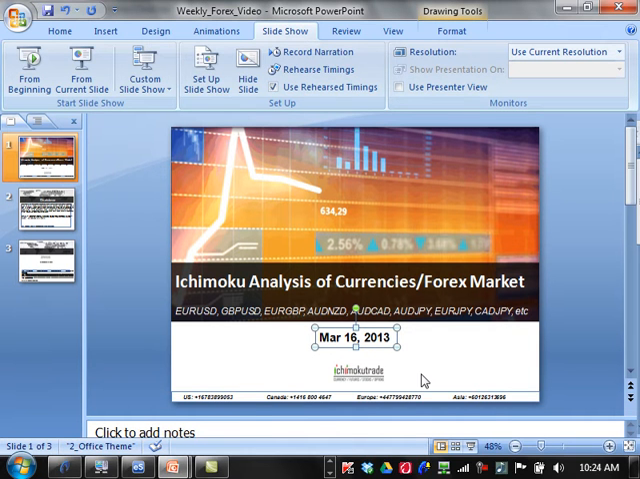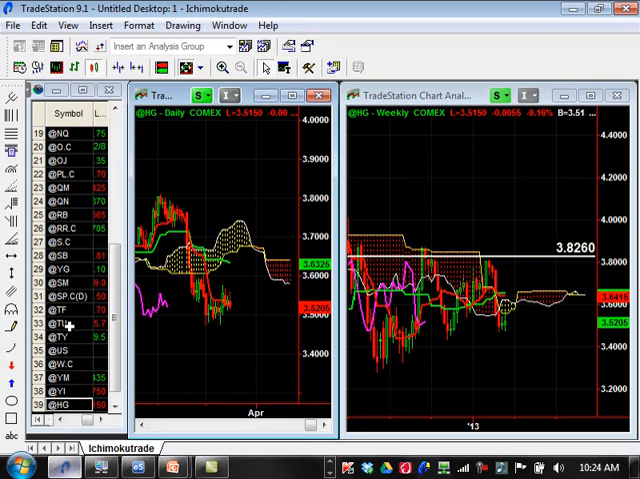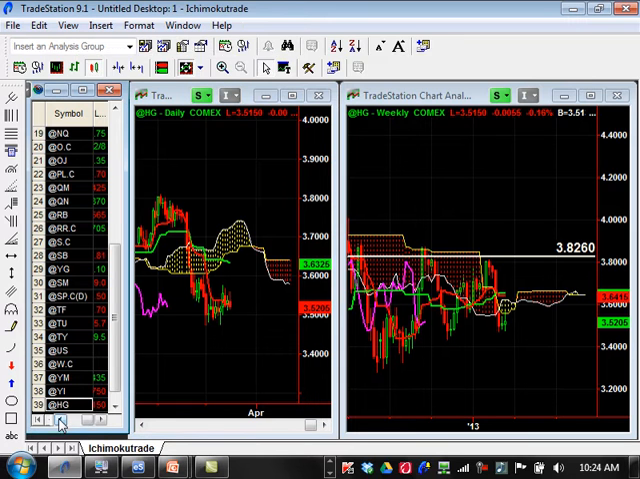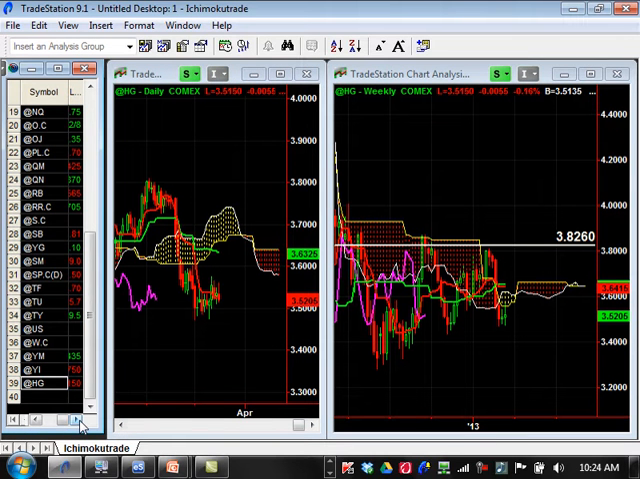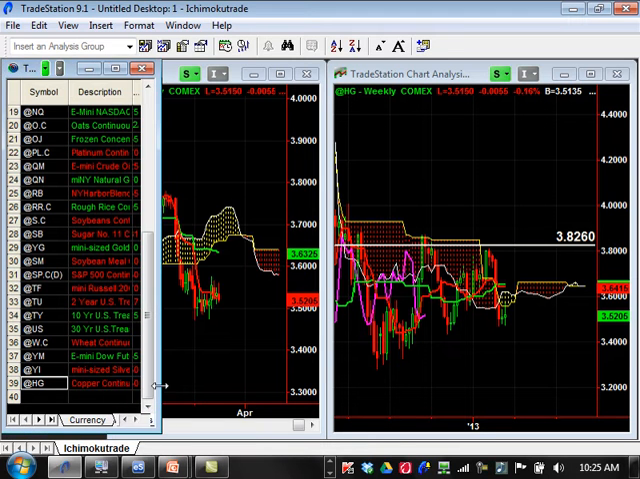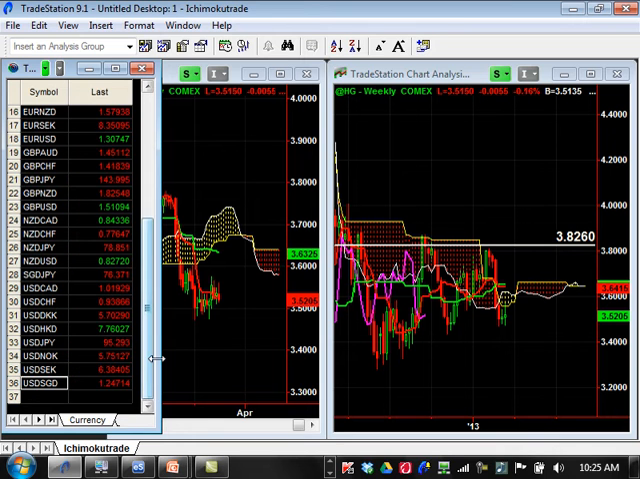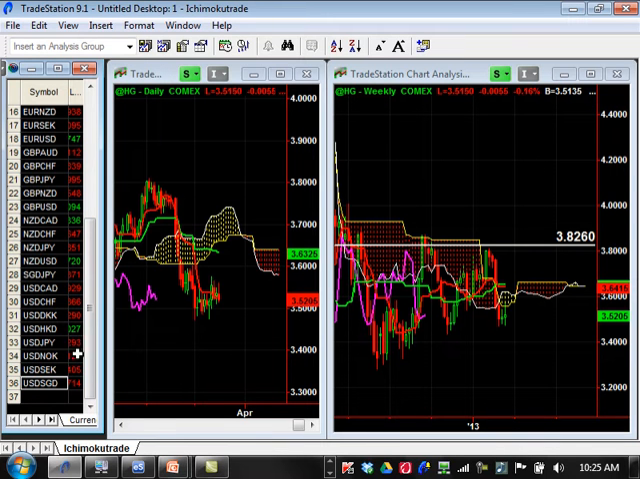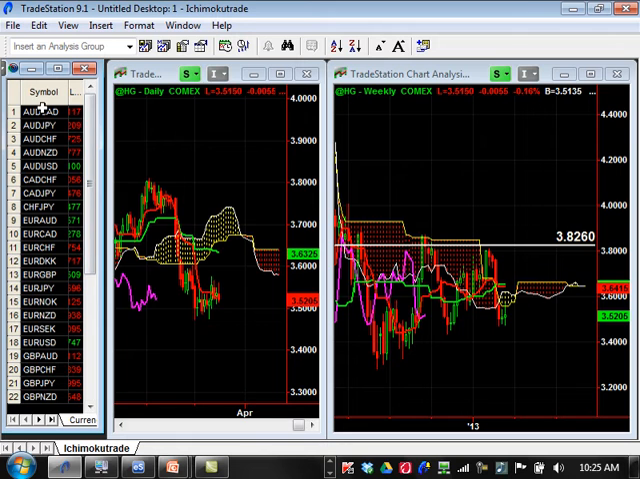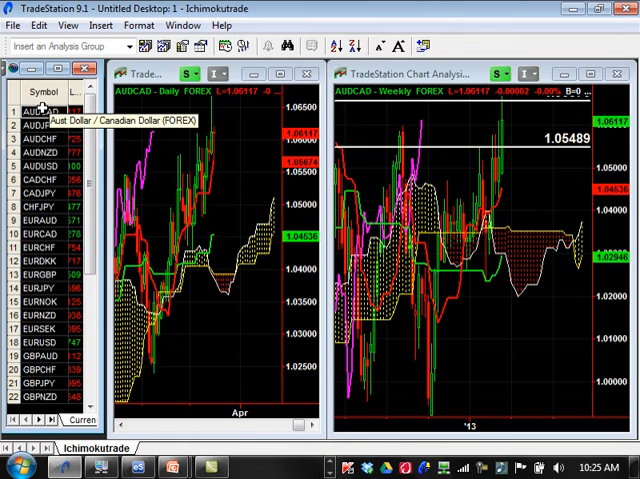Okay, let's go straight to these charts, and let's go to currencies. Let's start from the very top, and let's go to Australian CAD here. You look at Australian CAD here, it looks like a bullish trend here in the daily time frame.